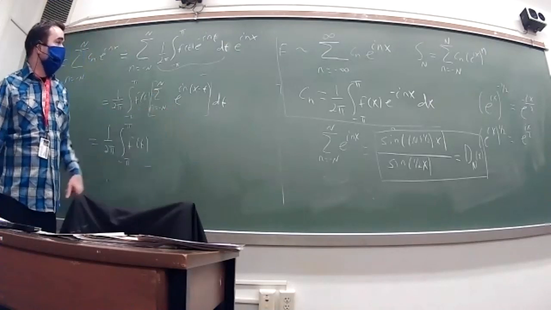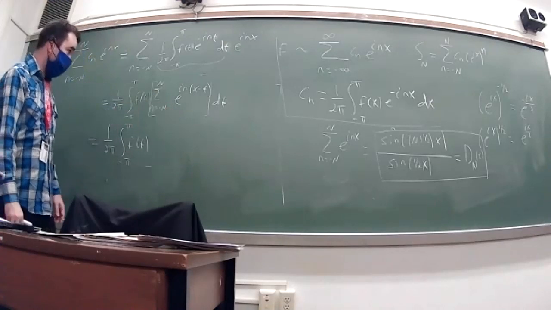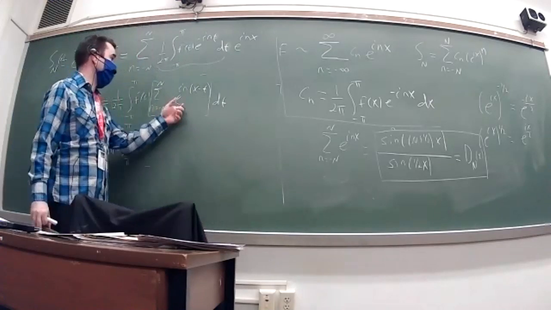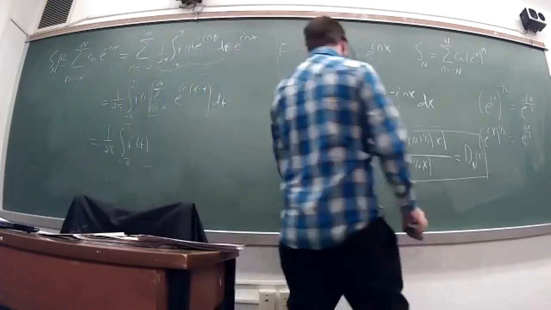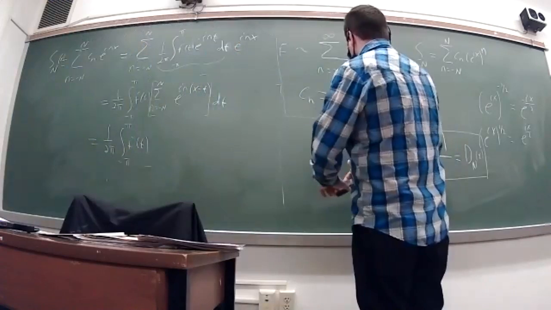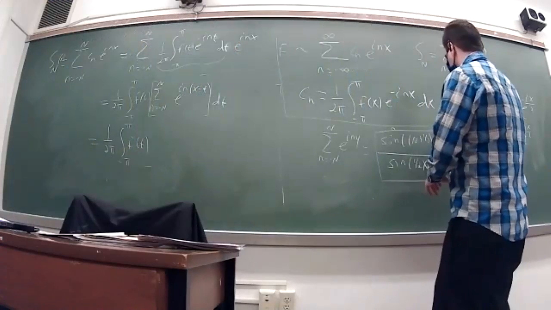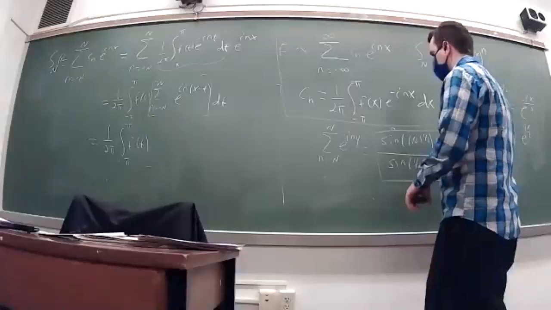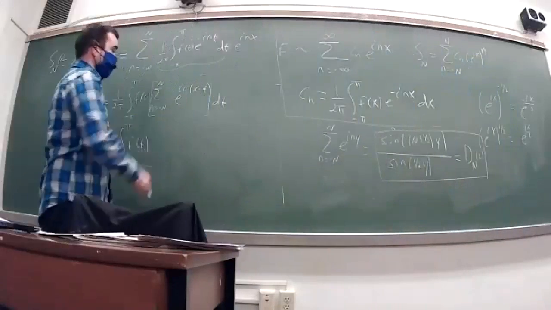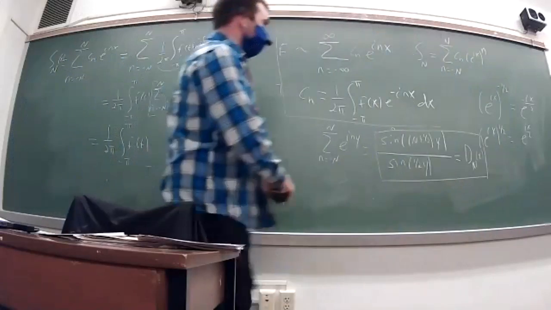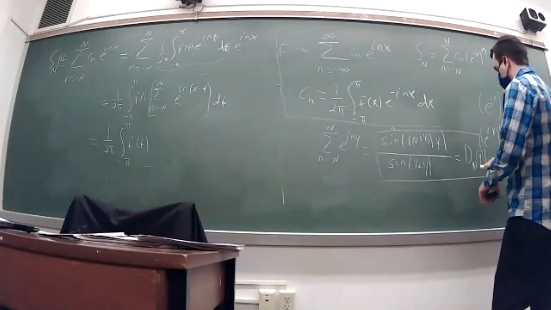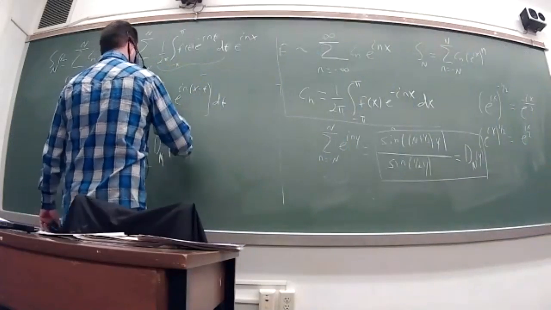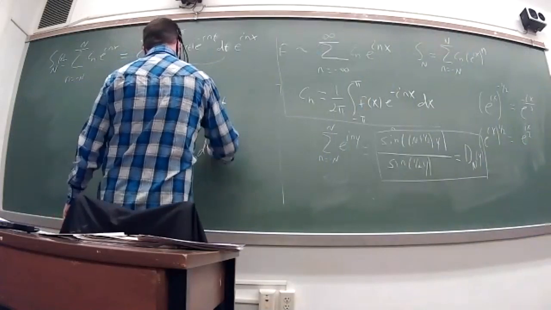But this you should recognize immediately, because this is now a sum of complex exponentials, and you've got a formula like e to the i n y is sine of this times y over sine of that times y. And so taking x minus t equals y, you'll see that this is now the Dirichlet kernel of x minus t dt.